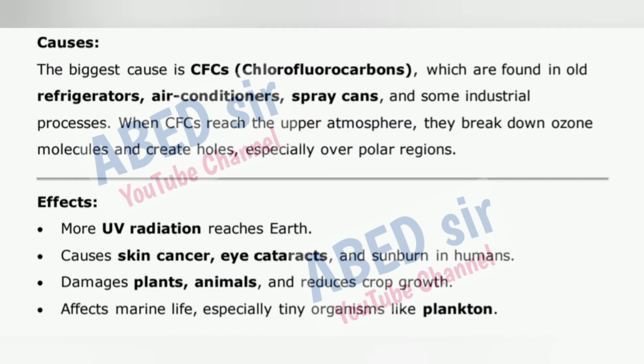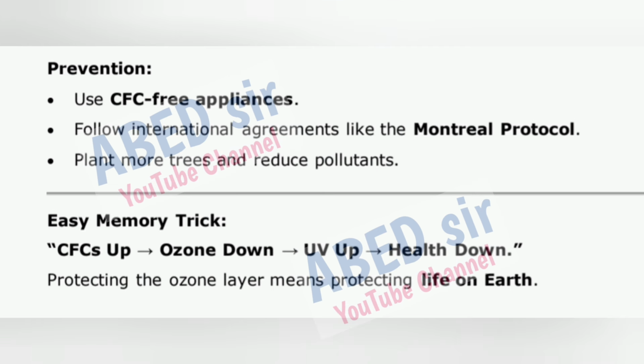Effects. More UV radiation reaches Earth. Causes skin cancer, eye cataracts, and sunburn in humans. Damages plants, animals, and reduces crop growth. Affects marine life, especially tiny organisms like plankton. Prevention. Use CFC-free appliances. Follow international agreements like the Montreal Protocol. Plant more trees and reduce pollutants. Easy memory trick. CFCs up, ozone down, UV up, health down.